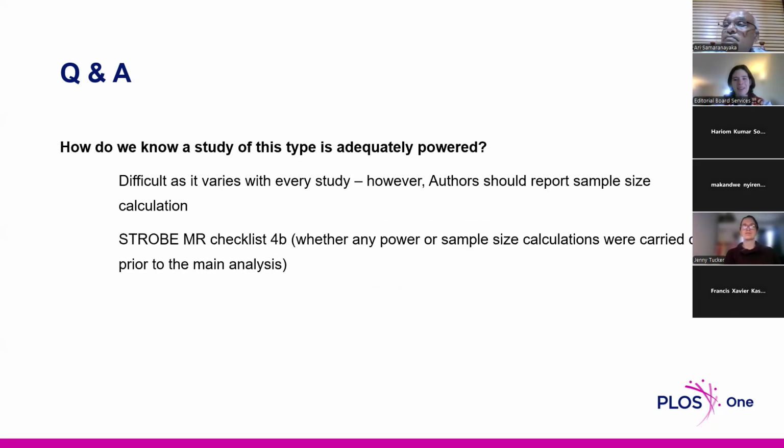And finally, this is an important question that has come up multiple times as well. How do we know if this study type is adequately powered? Now, this is, again, really tricky to do because this varies with every single study and with every single research question. However, the authors really should be telling us. And there is an item on the STROBE-MR checklist, it's item 4B, where it says whether any power or sample size calculations were carried out prior to the main analysis. And this is something the authors really should be mentioning. It is not enough to just say we have taken this GWAS set with so and so many participants and we're going to describe it. There should be a justification somewhere why it's been chosen and how this has been determined.